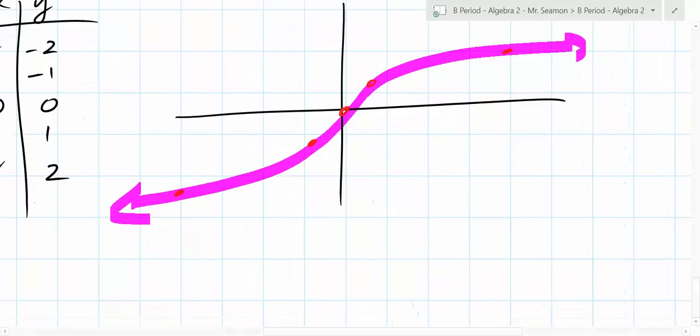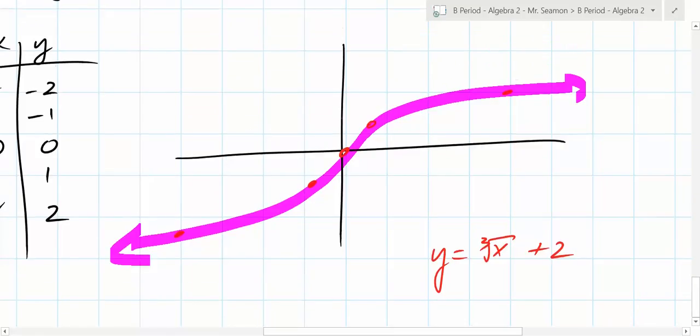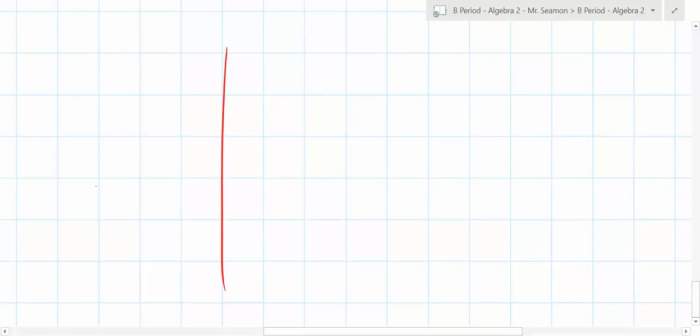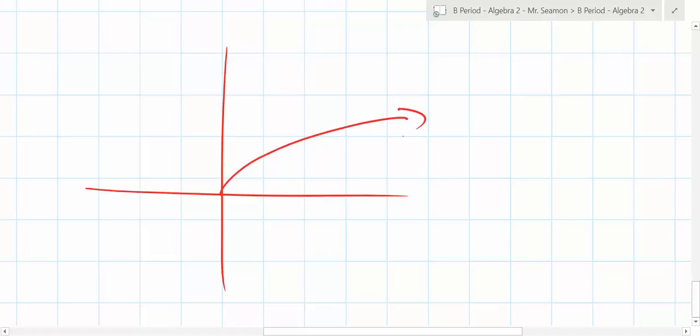Now, what happens if I were to change it to y equals the cube root of x plus 2? What happens? No, it's not on the inside. It's on the outside of the cube root, right? So what's it going to do? Up 2, right. So it turns into this right there. If I subtract 2, what happens? It goes down 2.